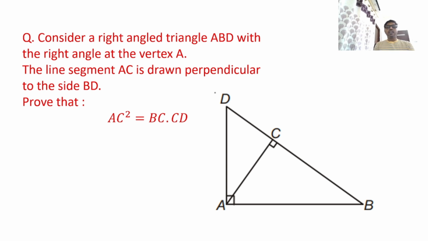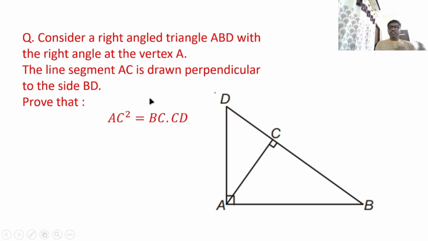Consider a right angle triangle ABD with right angle at the vertex A. So this is a right angle triangle ABD with right angle at vertex A. The line segment AC is drawn perpendicular to the side BD. It is perpendicular to this side. This is 90 degrees here. Then we have to prove that AC squared equals BC into CD. BC, B to C, and then C to D, multiplied.